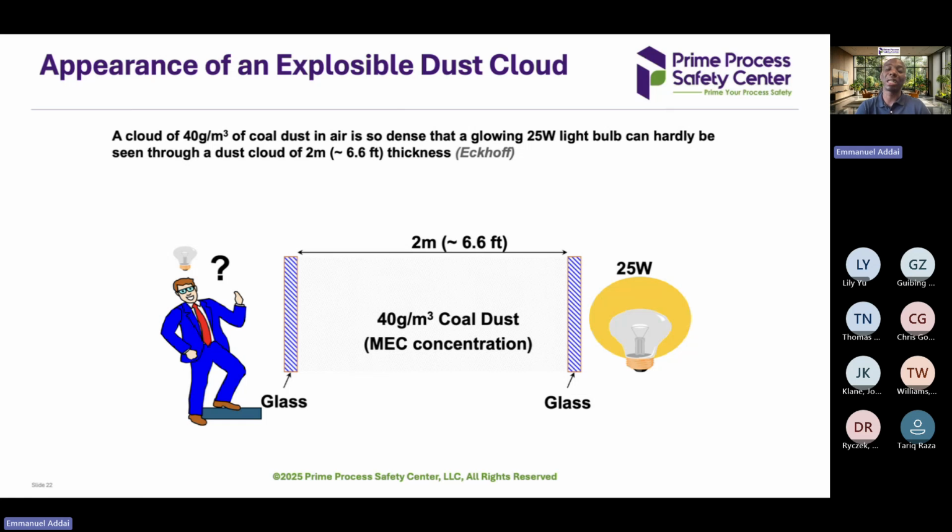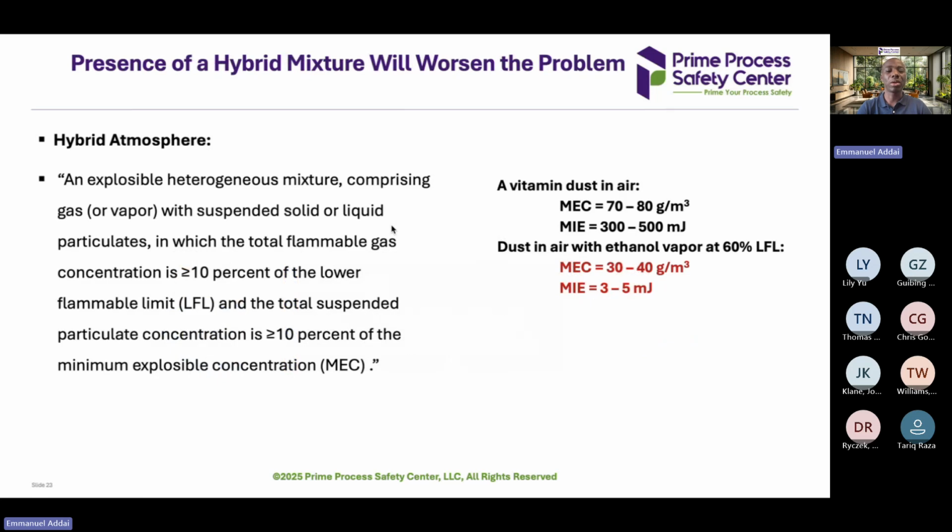But usually the cloud that's going to cause an explosion is something that you can see with your eye. So that is something that needs to be taken into consideration. But trace dust in the air can actually accumulate on a surface and cause a fire or secondary explosion risk.